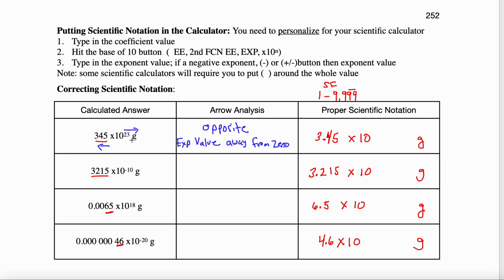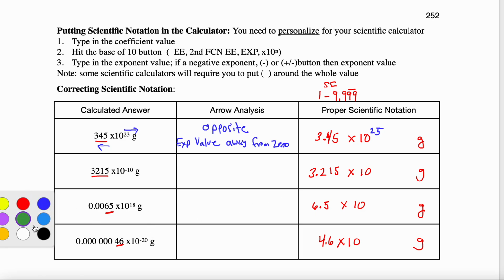So I start off 2^3 moves away from 0, but I moved it 2 more in the opposite direction. So I was already 2^3 plus 2 more moves. My new exponent here is 2^5.